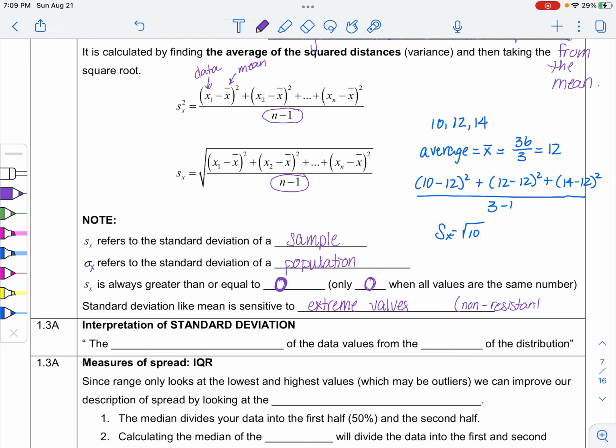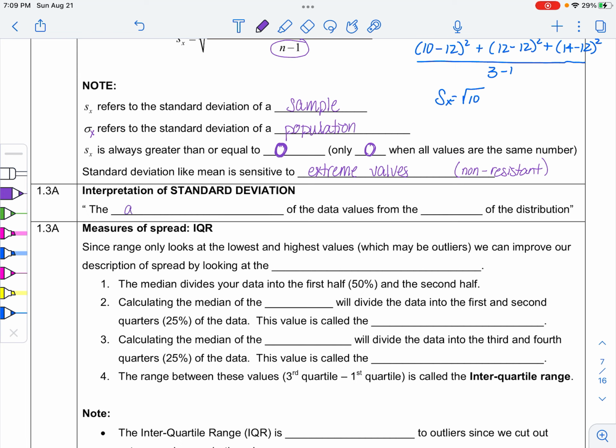And in context of the question, how you would say it is, we would say the average distance. When you're answering, you have the standard deviation, you're coming up with that sentence, you would say the average distance of the data values from the mean of the distribution is.